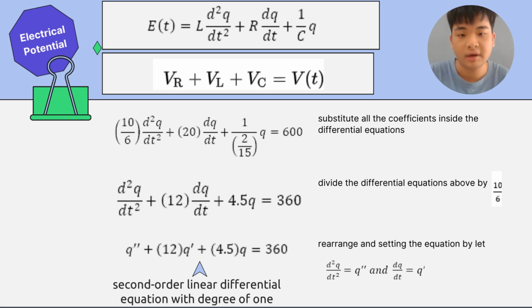The governing differential equation for electric potential is shown above, and it can be found by substituting the VR, VL, and VC into the Kirchhoff voltage law, where VR, VL, and VC are the voltage across the resistor, inductor, and the capacitor.